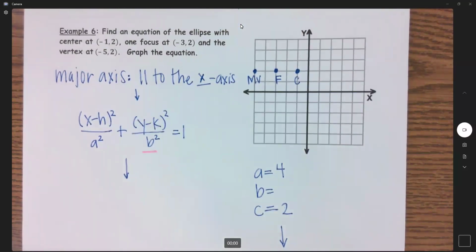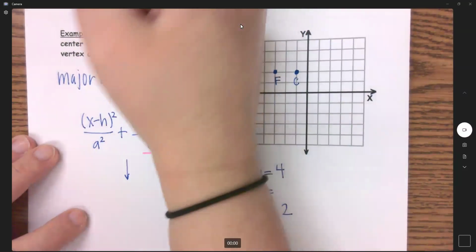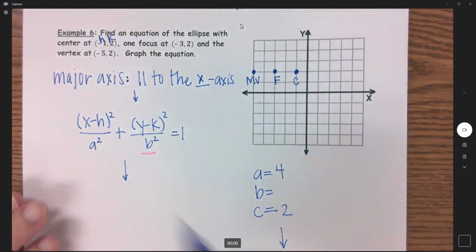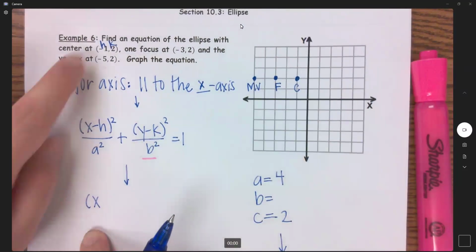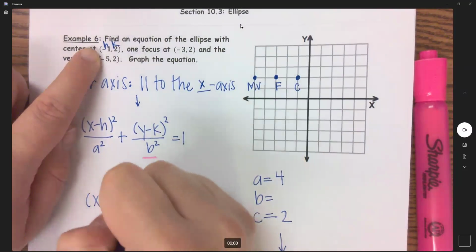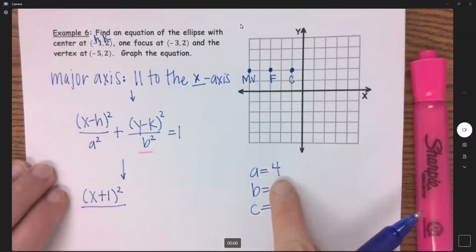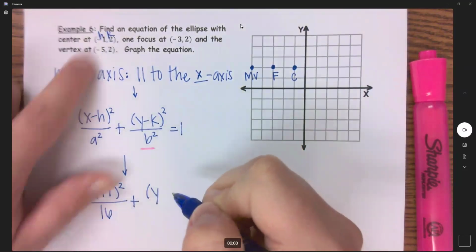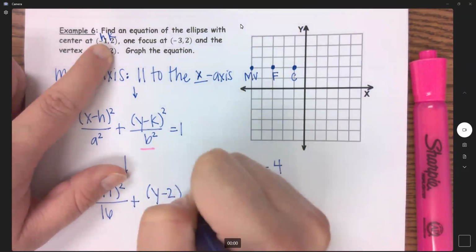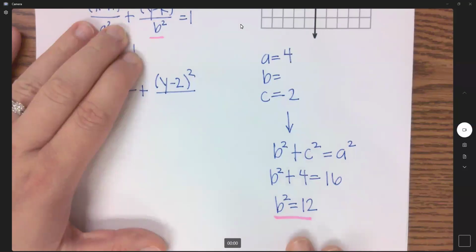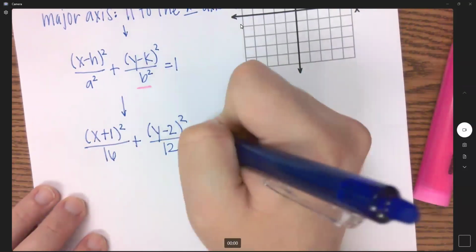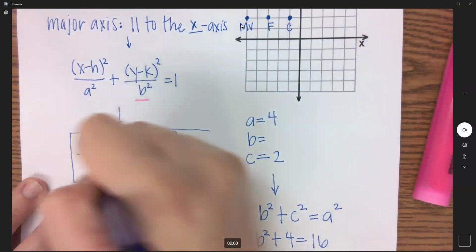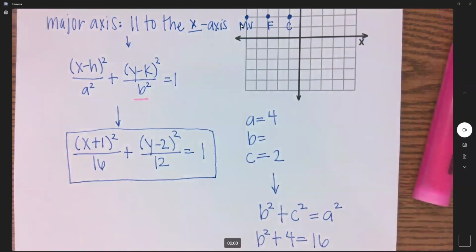Okay. I also do have my center. That tells me my center is at -1, 2. So there is my h and my k. So when we plug in, I've got x minus -1, so x plus 1 squared over a squared of 16 plus y minus k, my k is 2, over b squared, which we just found down here to be 12. And that equals 1. So there is my equation. And now we need to graph.